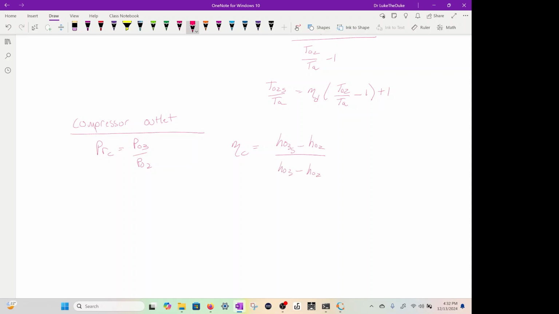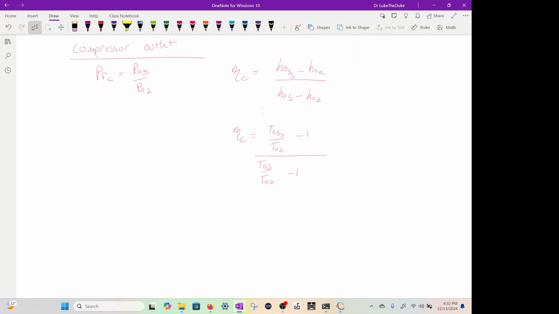And we're going to do the same thing that we did before, Cp times T, but I'm going to skip some steps because it's the same kind of steps. And we're going to get T naught 3S over T naught 2 minus 1 over T naught 3 over T naught 2 minus 1. Do some algebra, okay?